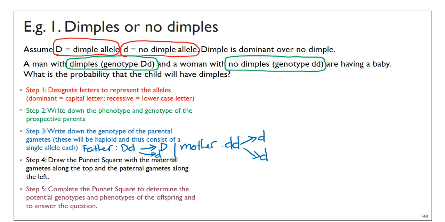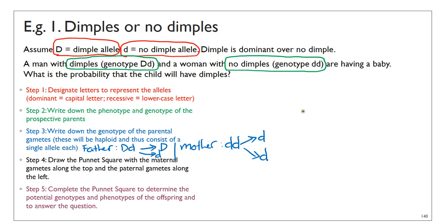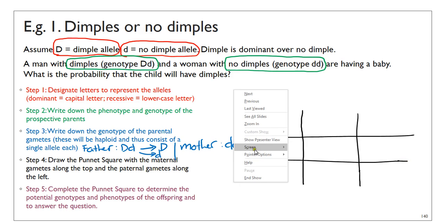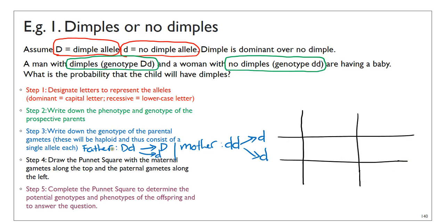I'm going to do step 3 and 4 at the same time. The way that the Punnett square works is you just draw a table, and it really doesn't matter where you put the mother and the father, but we're going to do a table like this. Some people care a lot about straight lines, but quite frankly, I really do not care. As long as you draw a decent table, that's okay. So we want the maternal gametes along the top. All right, we can do that.